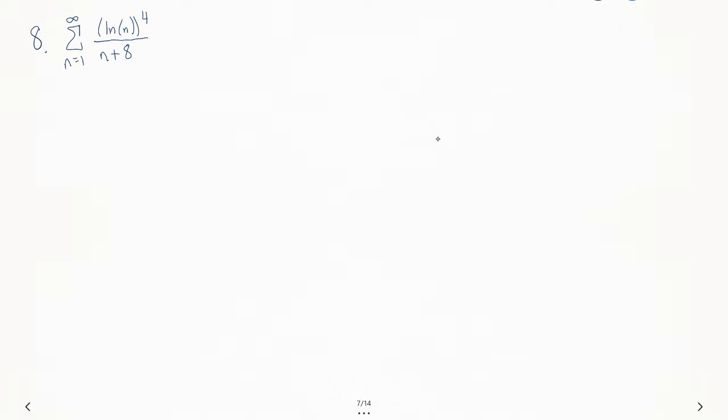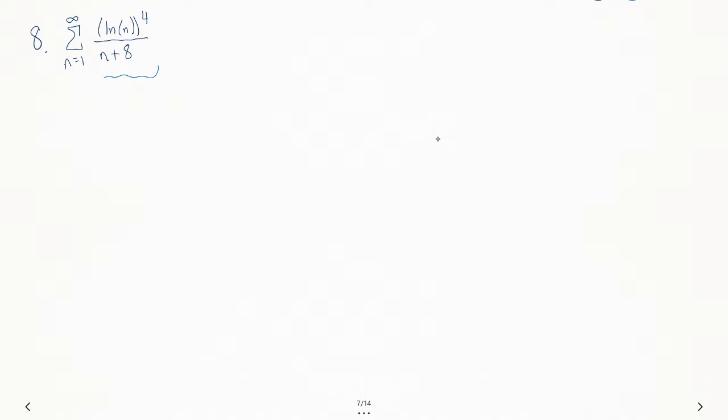Now let's take a look at this next one. We have the summation from n equals 1 to infinity of the natural log of n to the fourth, divided by n plus 8. One thing we haven't been doing too often, and that I might recommend here, is to actually go through and make sure this thing is going to 0. I'm not saying either it will or won't, but if the terms of our sequence aren't going to 0, we're running into problems right away.